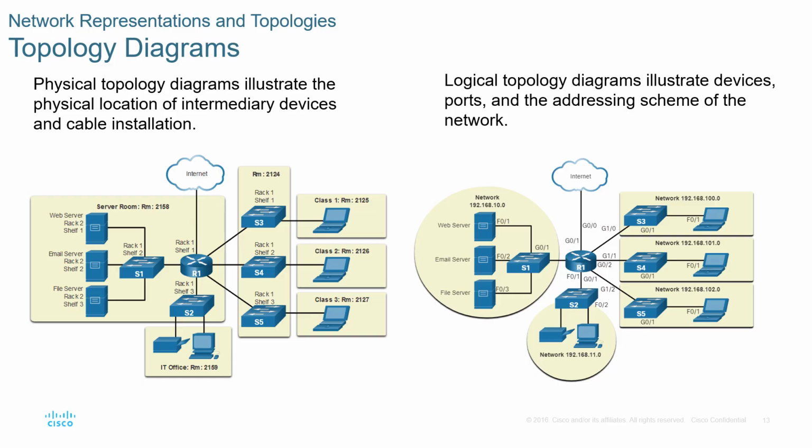In the topology diagrams, we have two types. The left figure is the physical topology diagram, which illustrates the physical location of intermediary devices and cable installation. While the right figure is the logical topology diagram, which illustrates devices, ports, and the addressing scheme of the network.